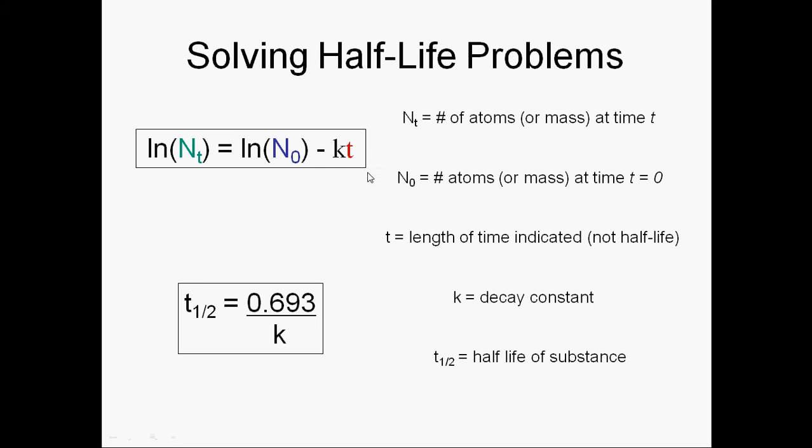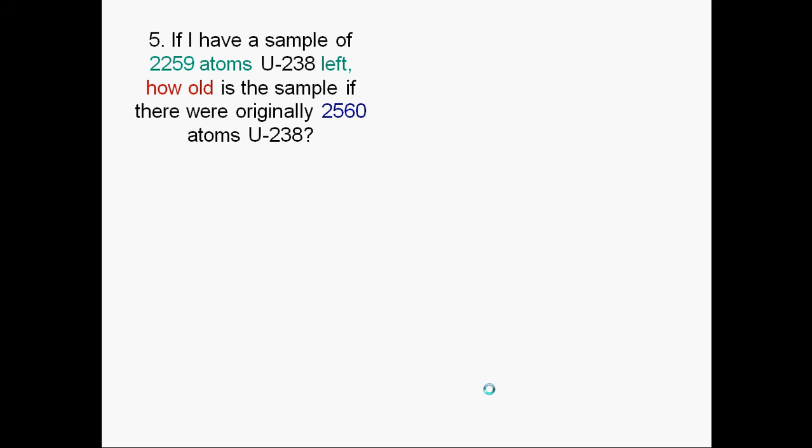Okay. T here, just regular T, not T with the little 1/2, just regular T, represents the amount of time that goes by between our starting amount and our ending amount. This is the amount of time that's gone by. This T with a little 1/2 represents the half-life of the substance, how long it takes for half of the substance to decay. So now we're just going to try a few different examples of this.